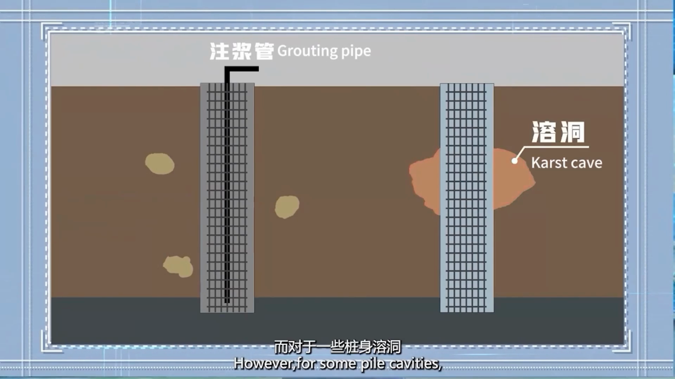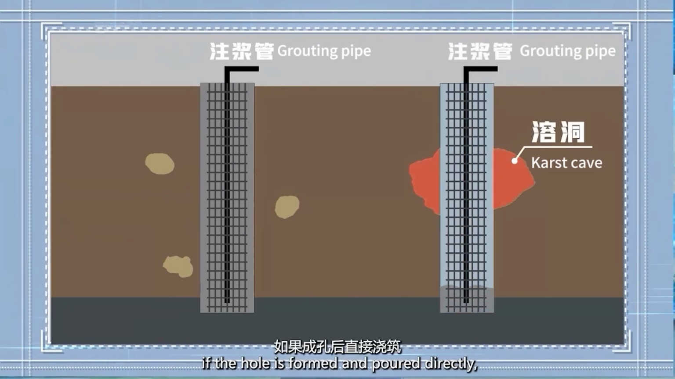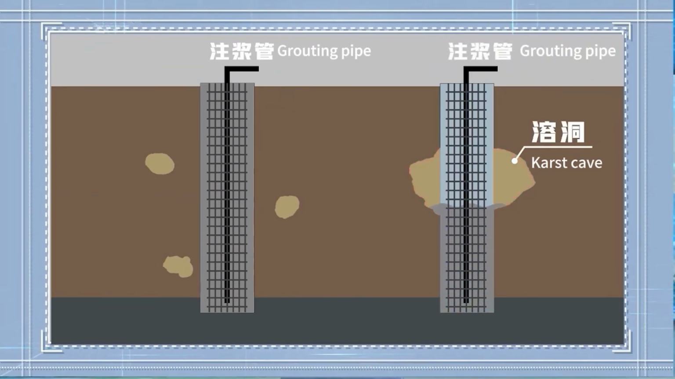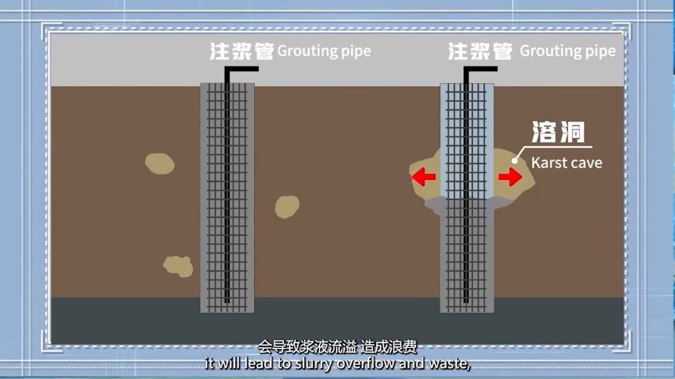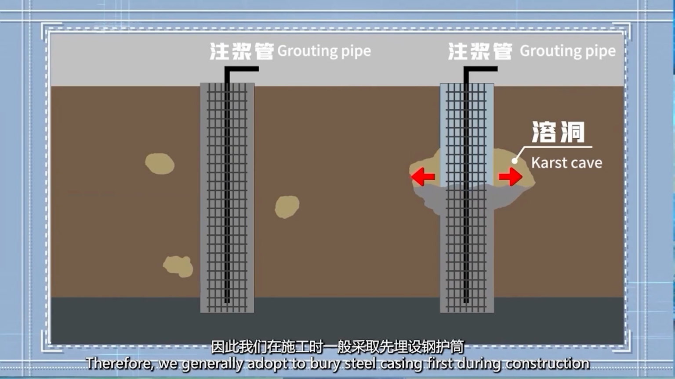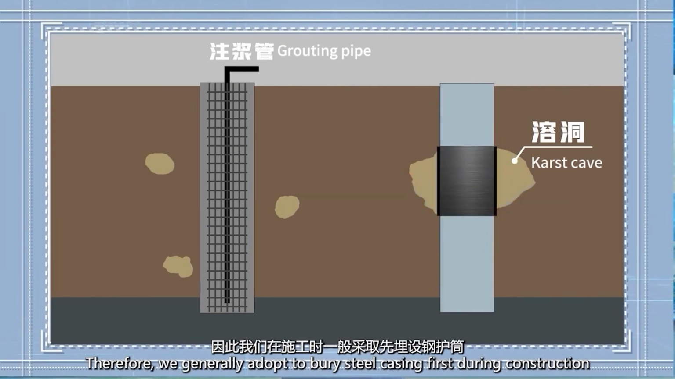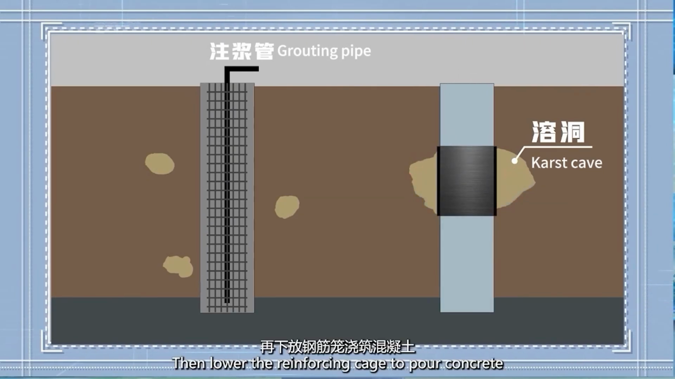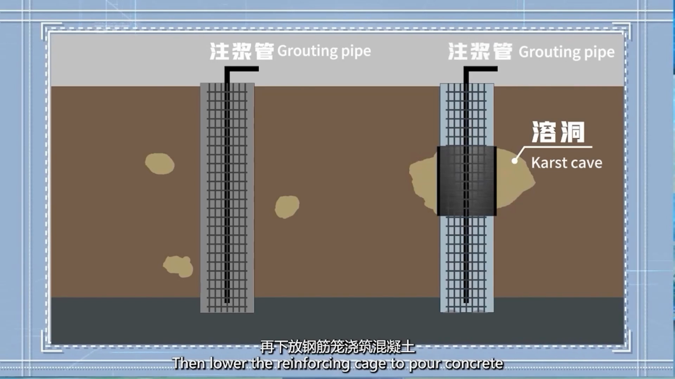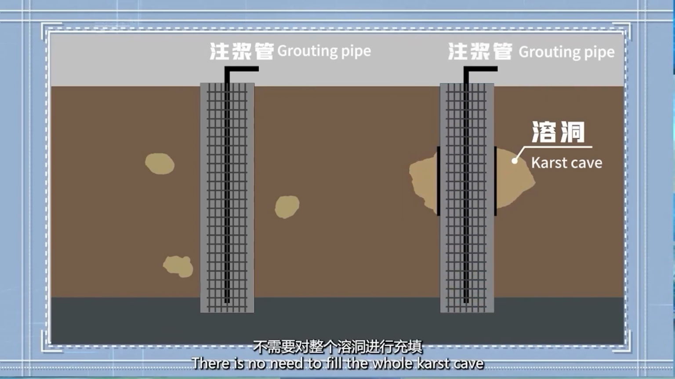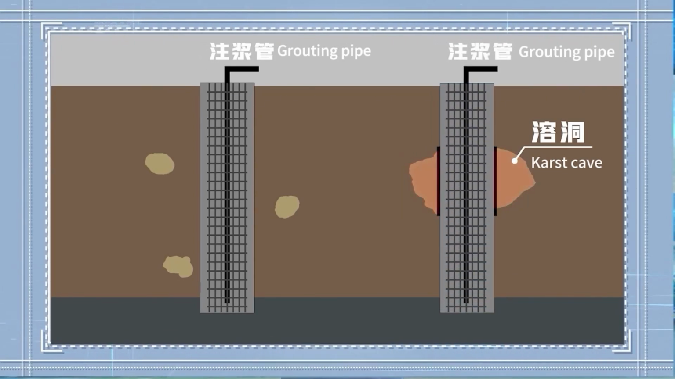However, for some pile cavities, if the hole is formed and poured directly, it will lead to slurry overflow and waste. Therefore, during construction we generally bury a steel casing first, then lower the reinforcing cage to pour concrete. There is no need to fill the whole karst cave, and this can achieve a safe leap.